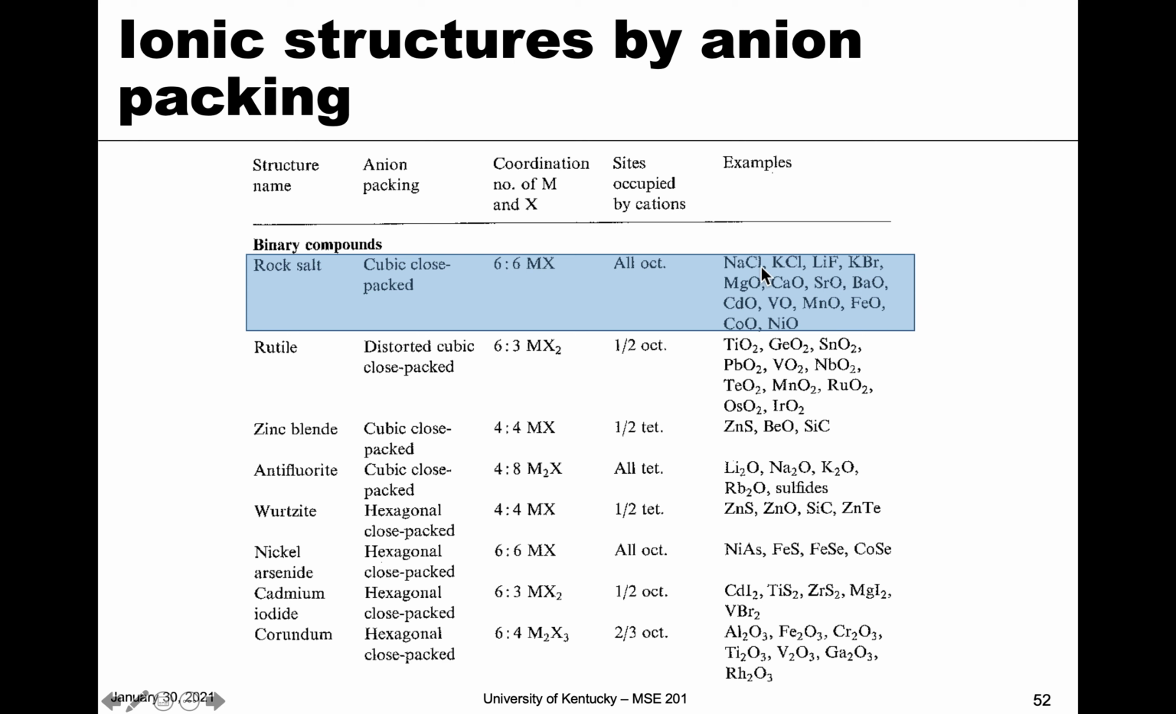It can have the compound NaCl, but it can also have potassium chloride. It can also have lithium fluoride, potassium bromide, and then all of these metal oxides that we see: magnesium oxide, calcium oxide, strontium, barium, cadmium, vanadium, manganese, iron, cobalt, and nickel, right? All of these form into this type of structure. So if we know how to describe this structure, we can know the structure for all these different materials, just with different cations and anions. And we'll get into these others as well and how we describe those from this type of schematic.